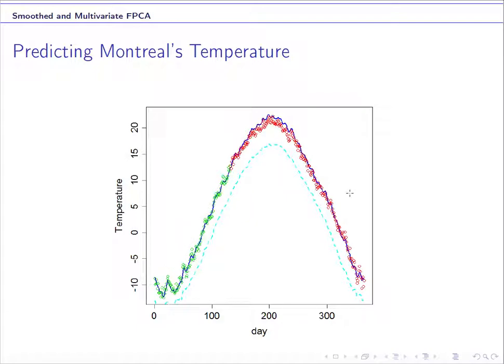From this blue curve, I can predict the temperature of Montreal after 150 days. This blue curve is the prediction, and the red circle here is the true temperature, which I suppose I don't know. You can see here, the prediction is very close to the observed temperature. So this shows you a very appealing feature of functional principal components: you are able to predict a big part of the curves even though you don't observe it. What is the dashed line? The dashed line here is the mean curve.